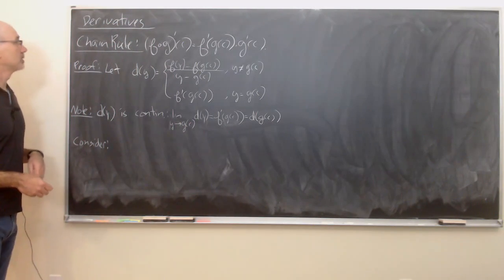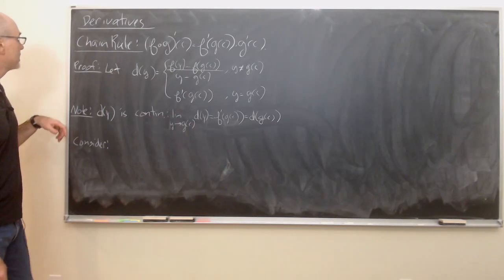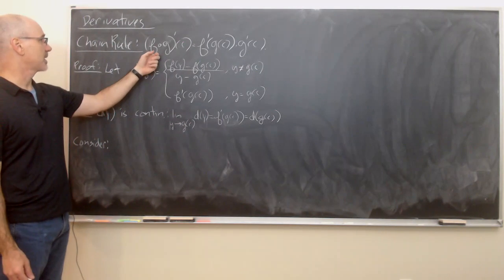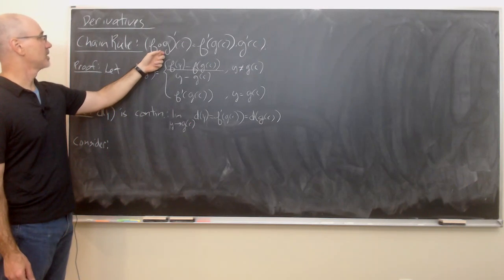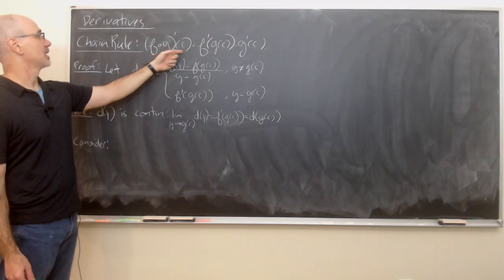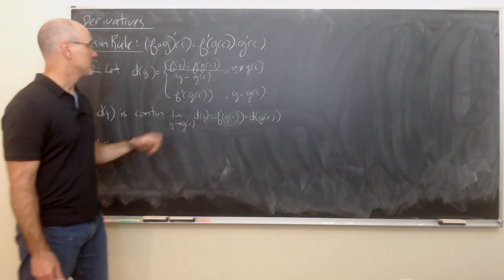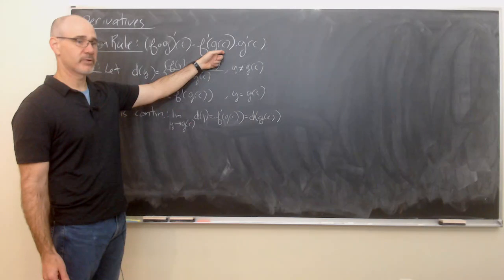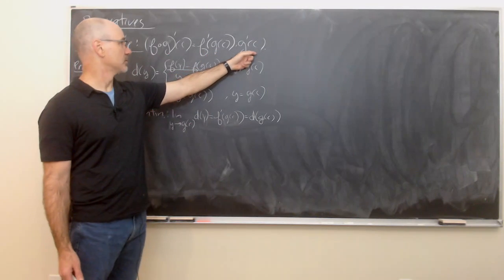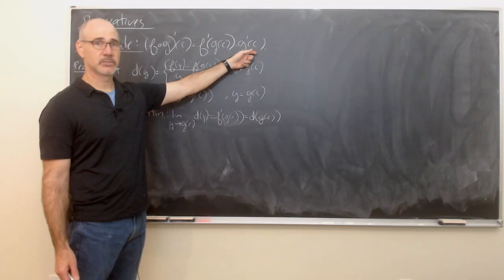So we're going to try to prove the chain rule, which is about the composition of functions. So the derivative of f of g at a point c is the derivative of the outside function f evaluated at the inside function g times the derivative of the inside function, so g prime of c.